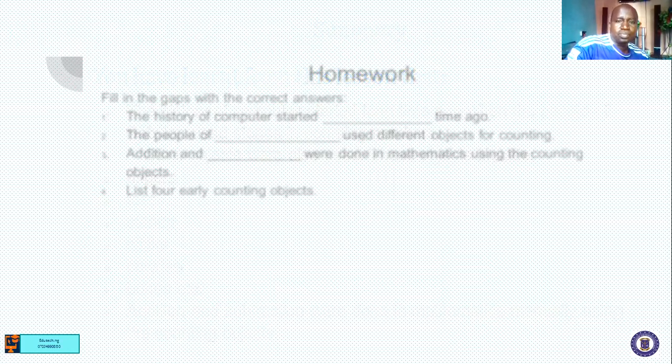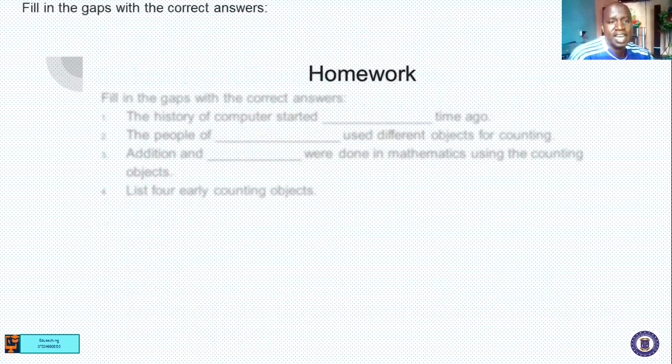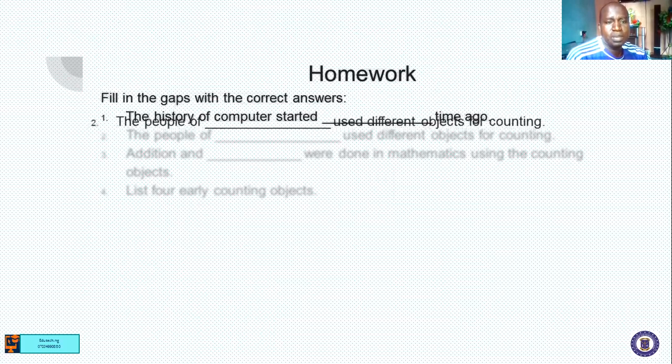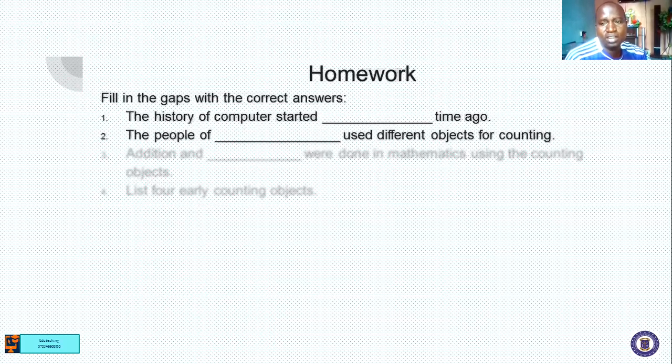Thank you. Now, this is your homework. You are to fill in the gaps with the correct answers or the correct words. Number 1, the history of computers started dash time ago. Number 2, the people of dash used different objects for counting. Number 3, addition and dash were done in mathematics using the counting objects.